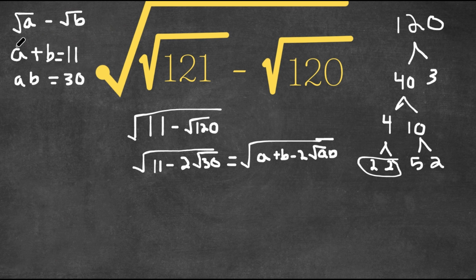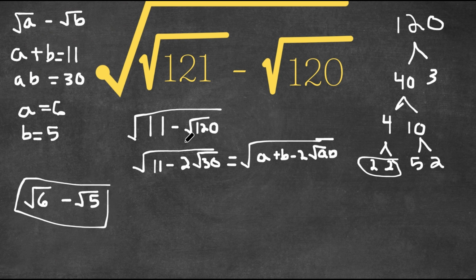So now we have to find two numbers that fit these two equations. Well, the two numbers are actually 6 and 5, because 6 plus 5 is 11, and 6 times 5 is 30. So a is equal to 6, and b is equal to 5. So now if I plug these two numbers in here, we get the square root of 6 minus the square root of 5. And this is actually our answer to this problem.